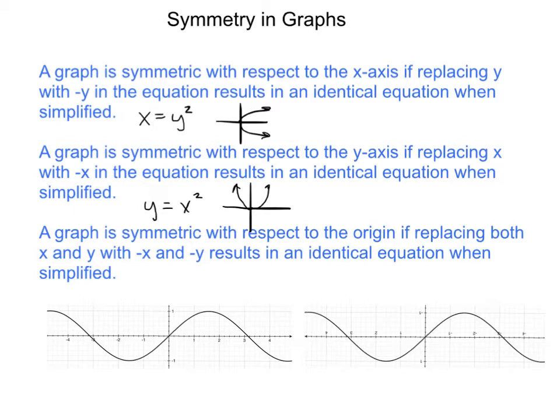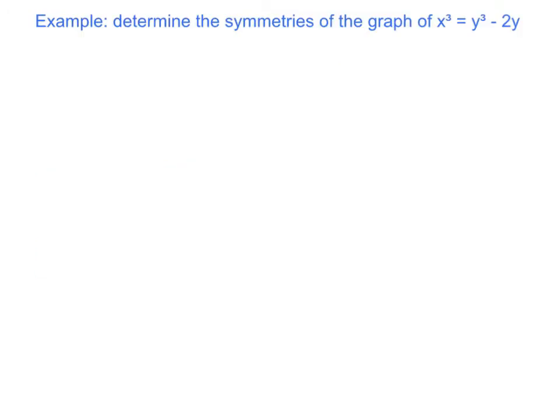You'll notice this last one had origin symmetry, but it did not have x-axis or y-axis symmetry. Okay, so I'll now ask this example. Determine the symmetries of the graph of this crazy thing, x cubed equals y cubed minus 2y. We have no idea what this looks like, so we're just going to wander into it and see what we can figure out.